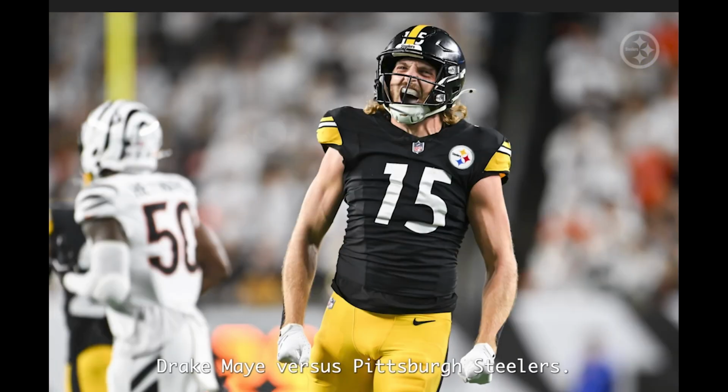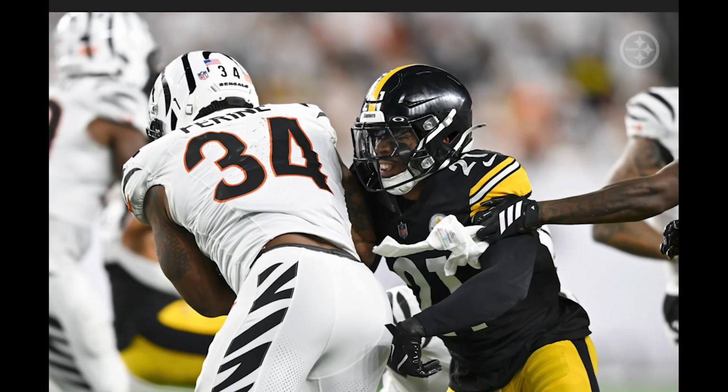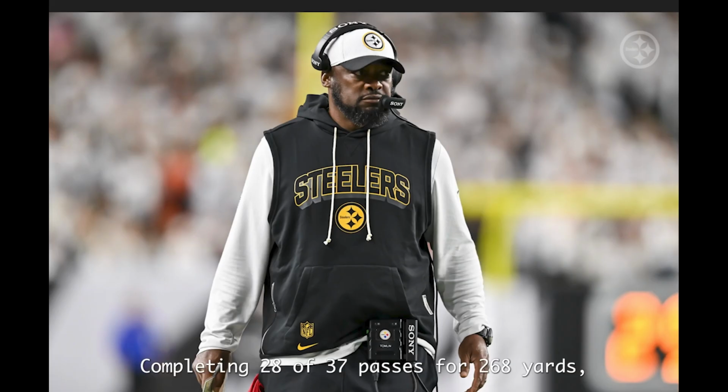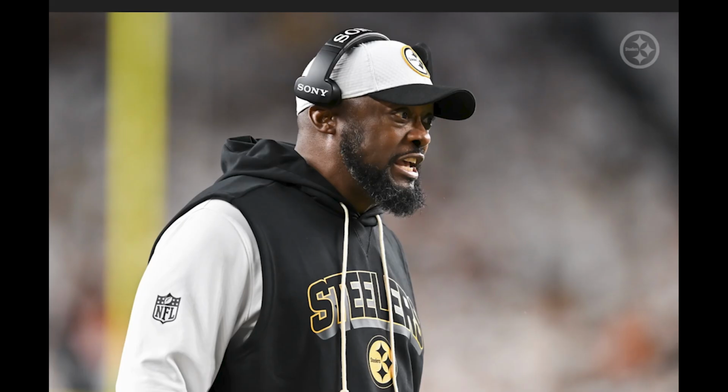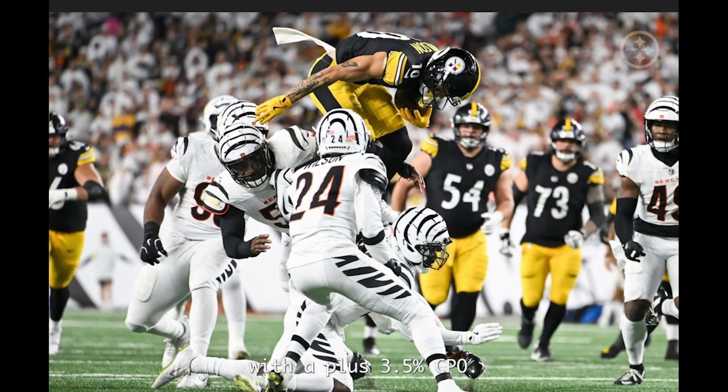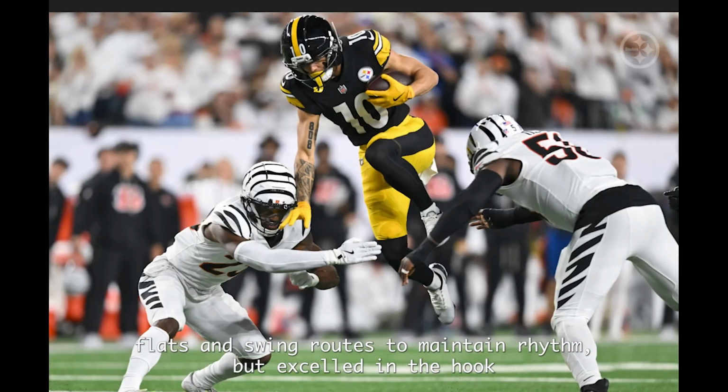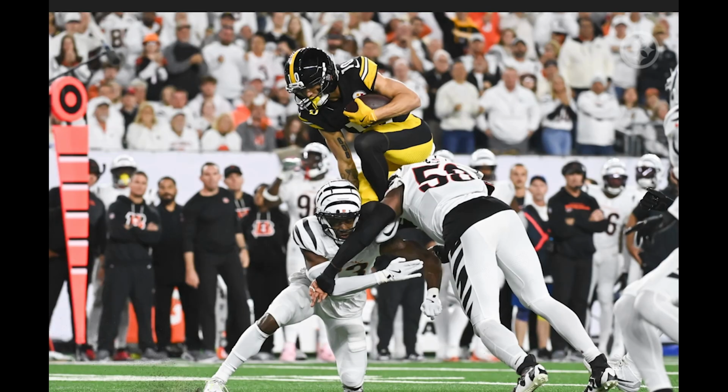Maye versus Pittsburgh Steelers. Maye delivered one of the more balanced performances, completing 28 of 37 passes for 268 yards, 2 touchdowns, and 1 interception, with a plus 3.5% CPOE. He efficiently used the flats and swing routes to maintain rhythm, but excelled in the hook and hole zones, where both of his touchdowns occurred.